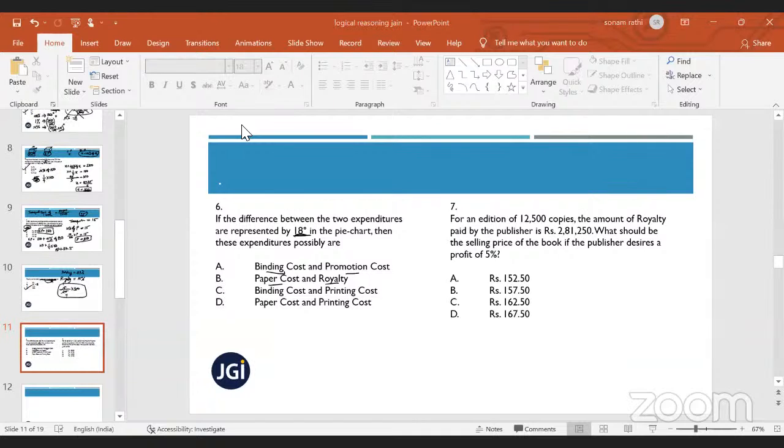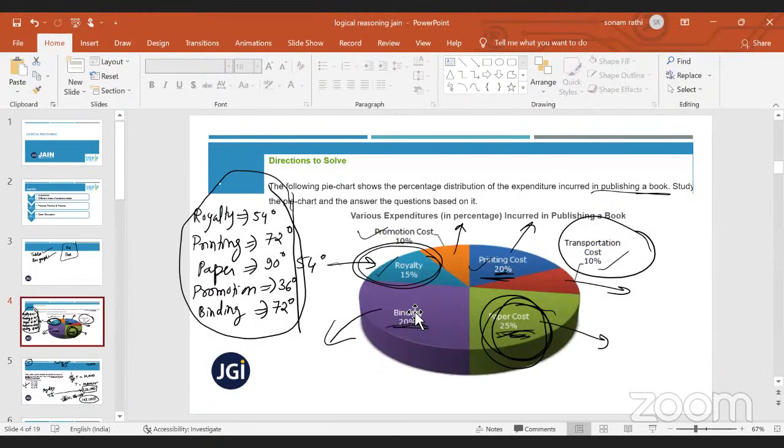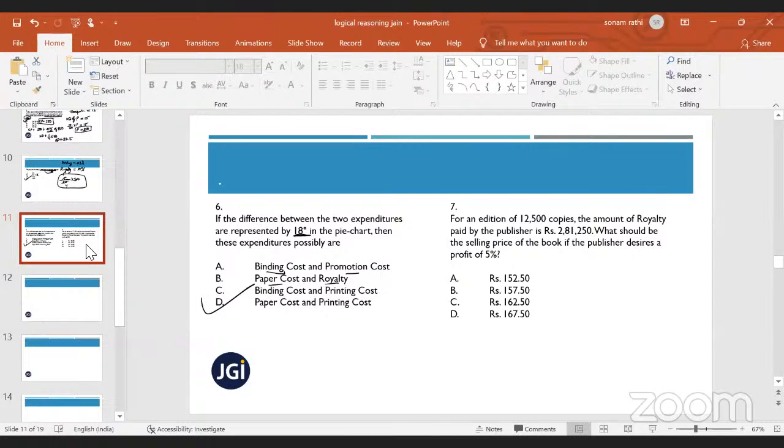Yes, correct answer, Kritika. Yes, Hari Krishna, correct answer. Yes, everyone is giving me the correct answer. Basically, you just have to see the difference between two should be paper cost and printing cost. So what is our paper cost? Paper cost was 90. Printing cost was 72. Yes, 90 minus 72 is 18. Basically, we have to check in which the difference is giving me 18. Okay, question number 7.